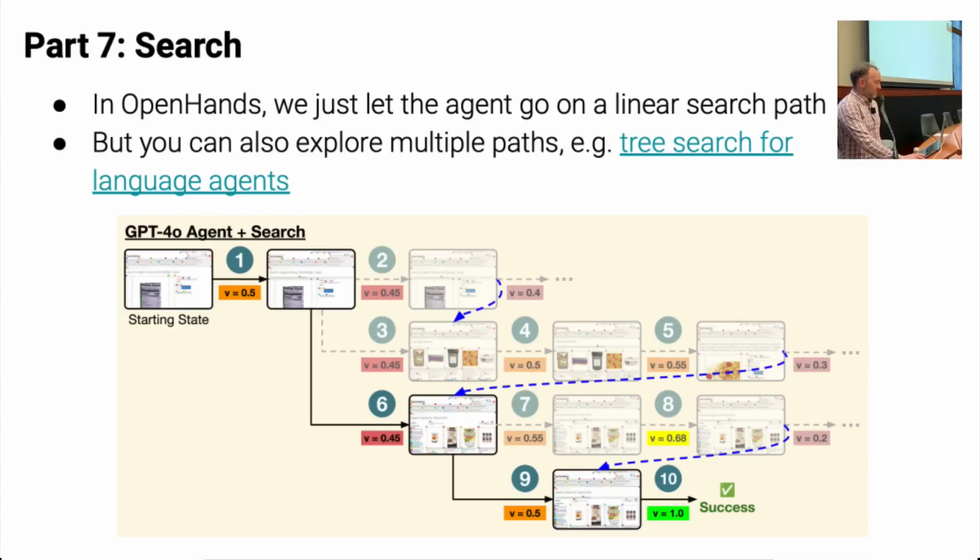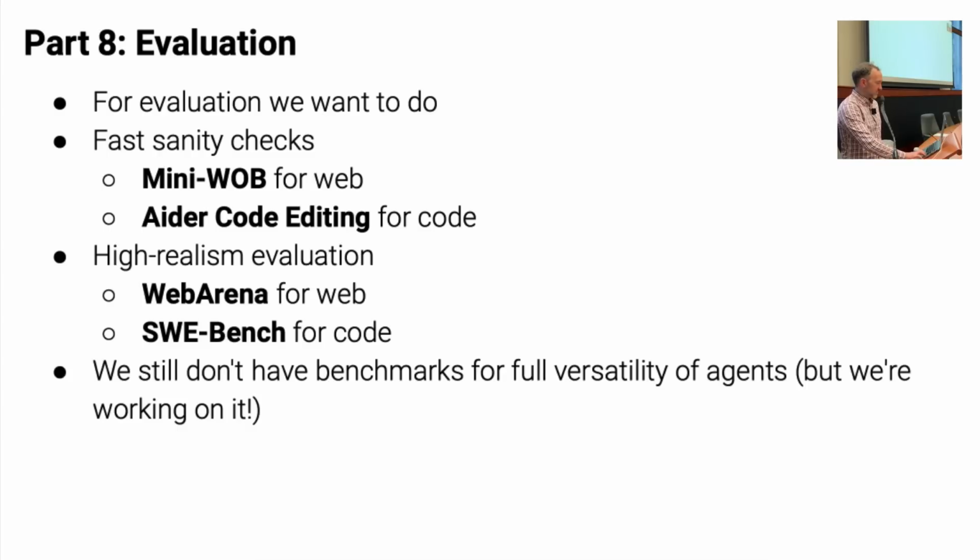And then finally, evaluation. Within our development for evaluation, we want to do a number of things. The first one's fast sanity checks. In order to do this, we want things we can run really fast, really cheaply. So for web, we have something called Mini World of Bits, which is basically these trivial web navigation things. We have something called the Aider code editing benchmark, where it's just about editing individual files that we use.